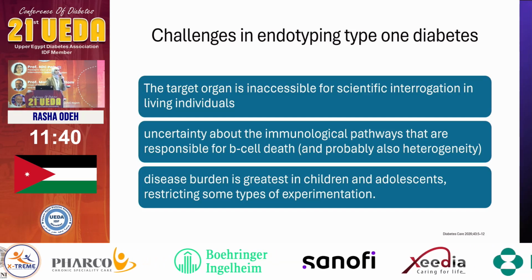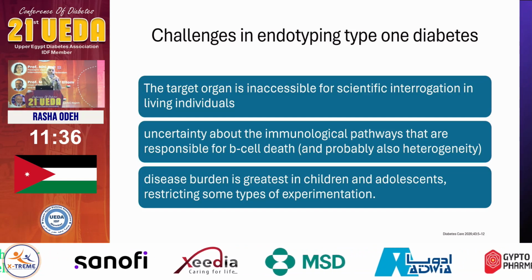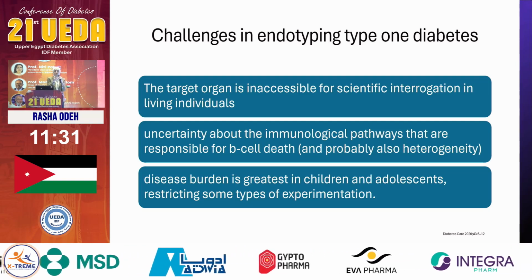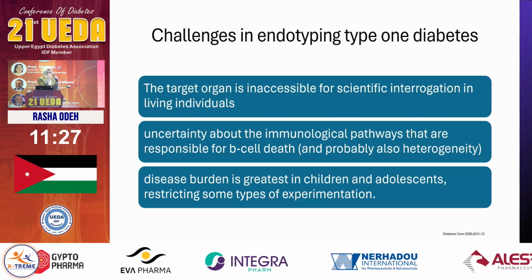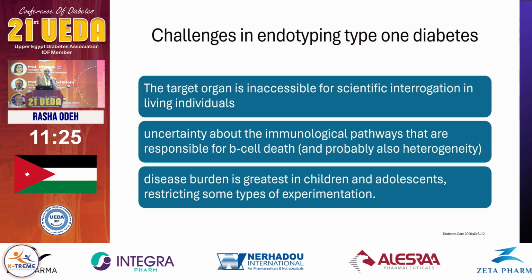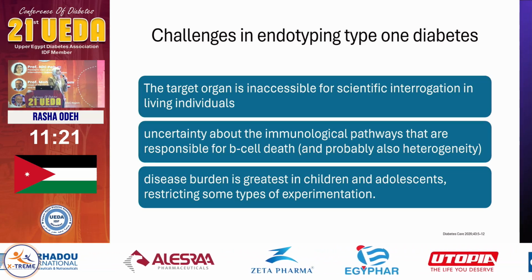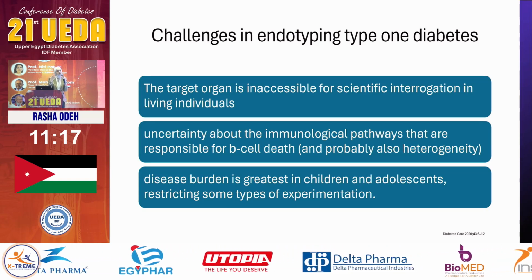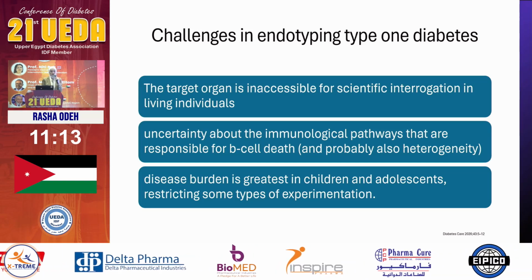Why is that? It's difficult to look into the pancreatic tissue at the time of diagnosis. This is an organ for which we do not have access to tissue. We don't yet know the whole autoimmune process that is going on. And when we want to test certain medications, the population we are talking about is children and adolescents, and testing new treatments on them is not as easy as in adults.